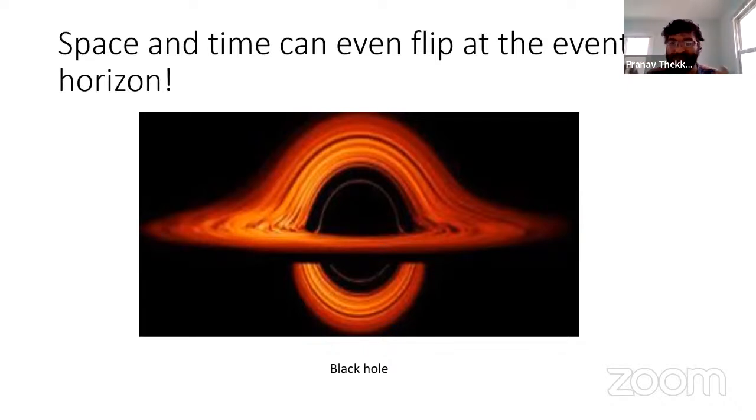I'm not getting into the details of this, but imagine a scenario where time and space just completely flip. So it looks like things are moving forward in time, but you're actually moving forward in space. And it looks like you're moving around in space, but actually you're moving in time. So things can get really, really weird in this thing called the event horizon of the black hole. So there are these amazingly non-intuitive objects that are present in our universe.